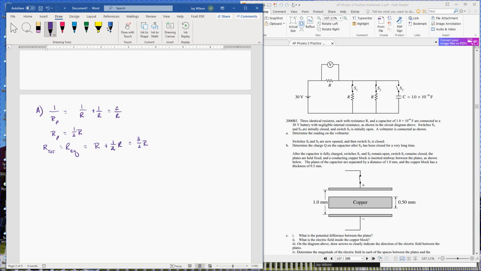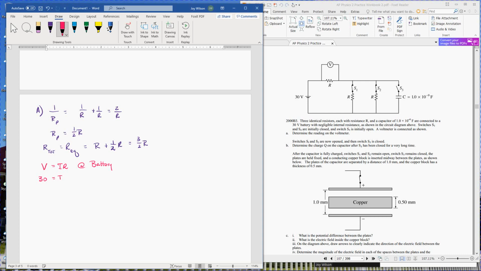Okay, so that allows us to do this. That's our first bit. Determine the reading on the voltmeter. Okay, so what is the voltage equals current times resistance? And so the voltage is going to be 30 at the battery. So this is going to be, we're going to start at the battery.